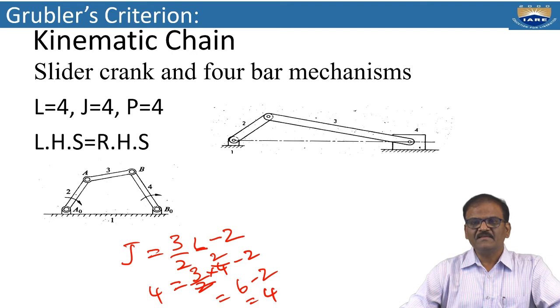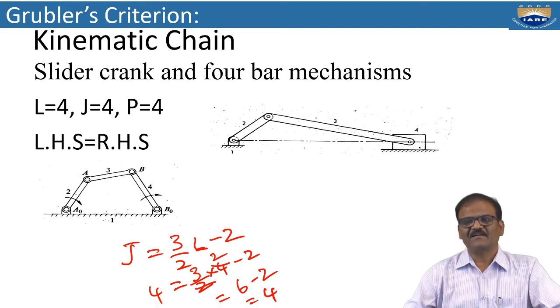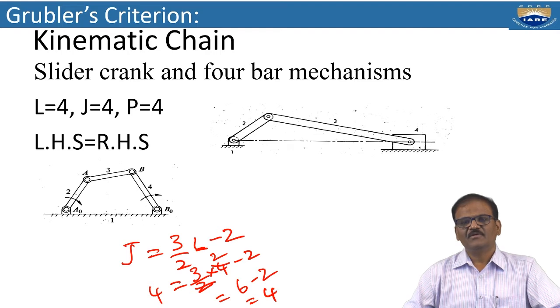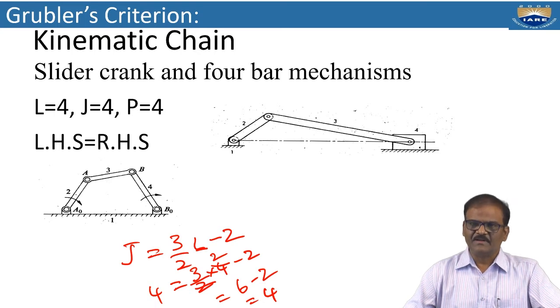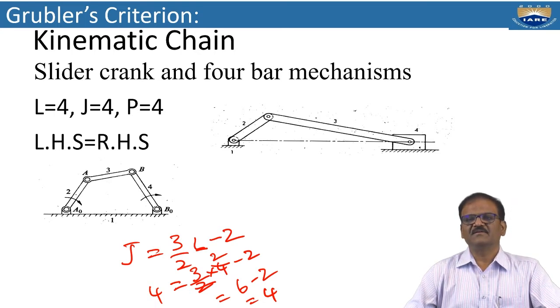In a similar way, we apply the same approach to the slider crank mechanism, where 1 to 2 is a turning pair, 2 to 3 is a turning pair, 3 to 4 is a turning pair, and 1 to 4 is a sliding pair. Even the sliding pair is a lower pair. There are 4 lower pairs, so J is equal to 4, and there are 4 links. Applying the same approach, 4 is equal to 3 by 2 into 4 minus 2, which is 4 is equal to 4, and this is a complete kinematic chain.